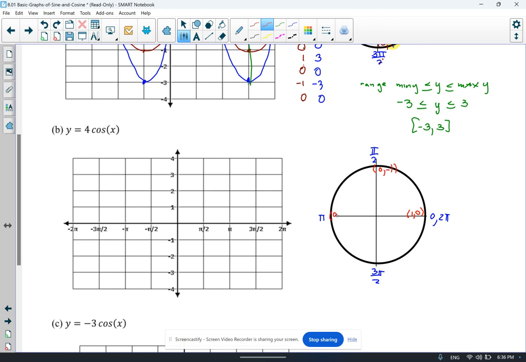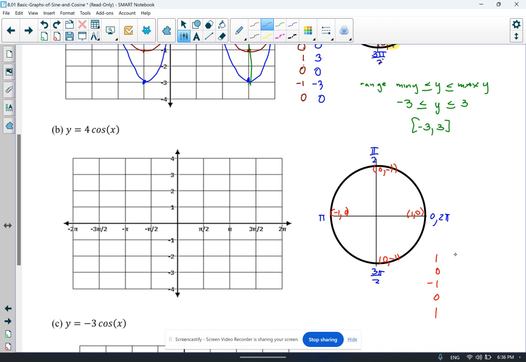This point is 0, pardon me, that's not correct. This is negative 1, 0, and this is 0, negative 1, and then you're back to 1, 0. So normally cosine would be 1, 0, negative 1, 0, 1.